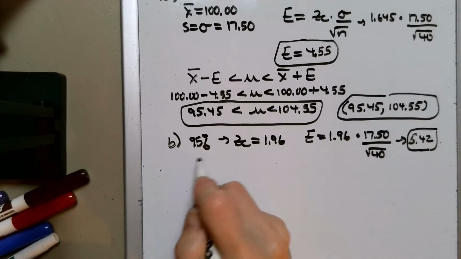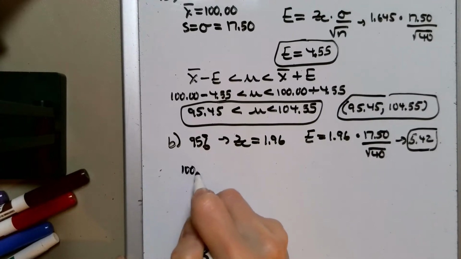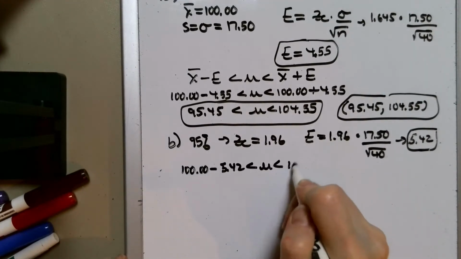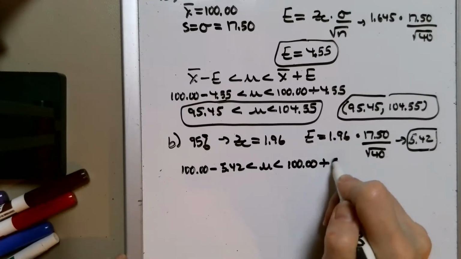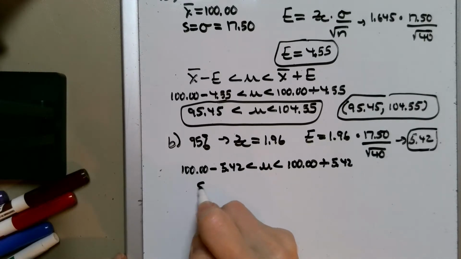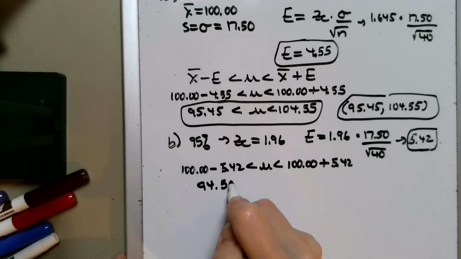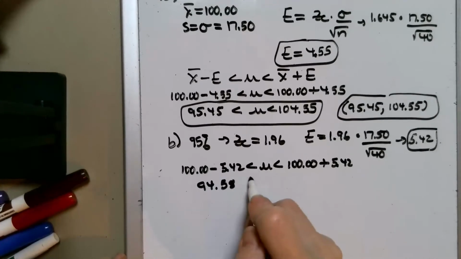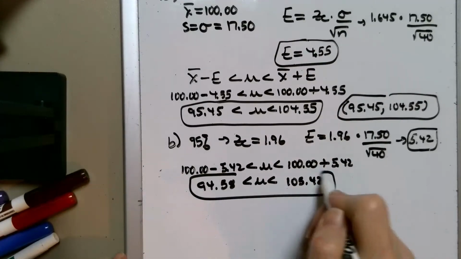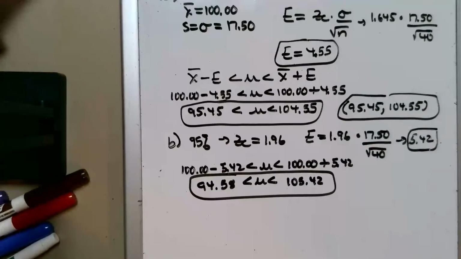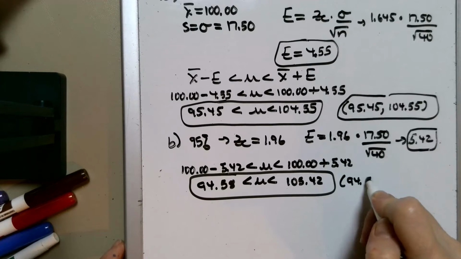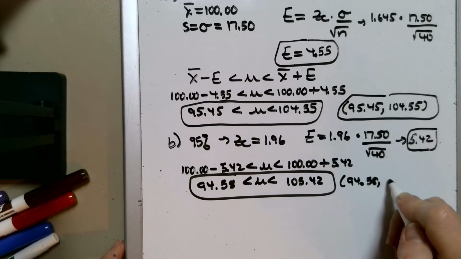So going to the confidence interval formula, we're going to take x bar 100 minus e 5.42 less than mu less than x bar 100 plus the e we just calculated 5.42. So 100 minus 5.42 is going to give me $94.58 is less than mu is less than $105.42. So there's my confidence interval with 95% confidence. We think that's really the true mean repair cost for washing machines. Again, in my stat lab, you're going to put this in interval notation with parentheses.